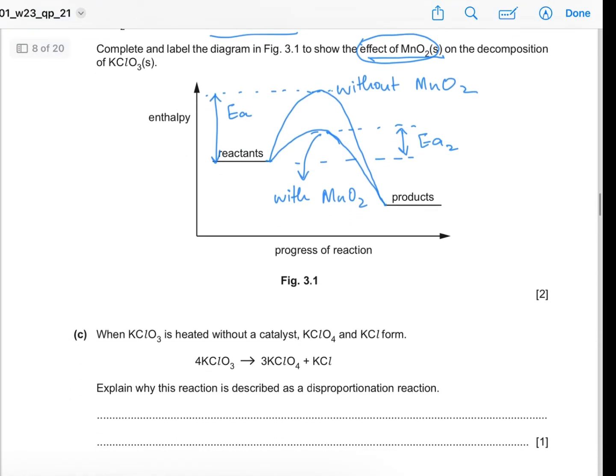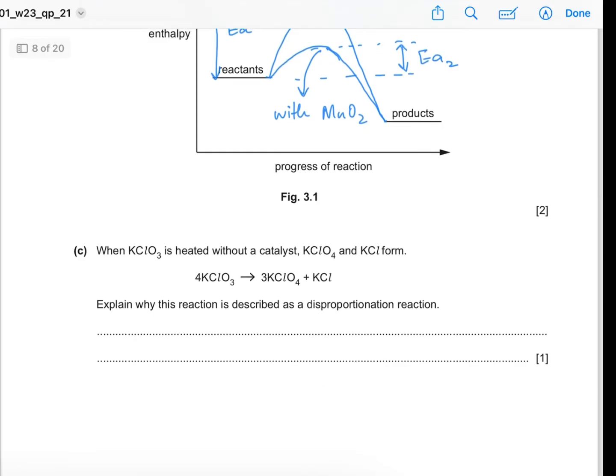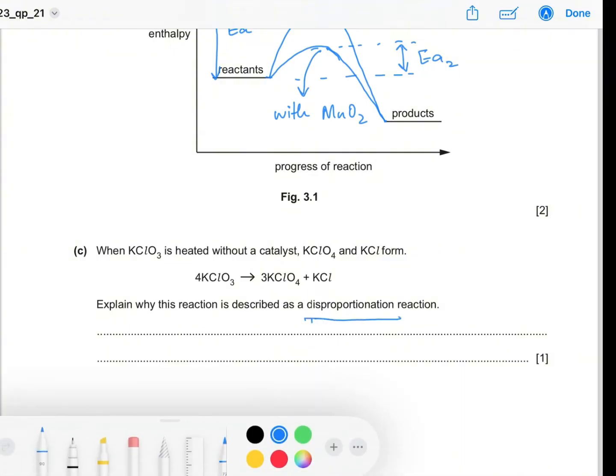When potassium chlorate is heated without a catalyst, potassium perchlorate and potassium chloride form. Explain why this reaction is described as a disproportionation reaction. Disproportionation is a reaction in which the same species is oxidized and reduced, which here will be the chlorine.